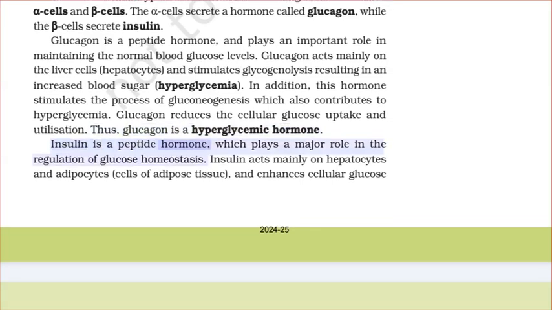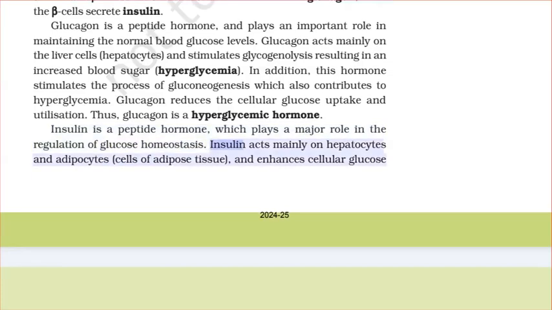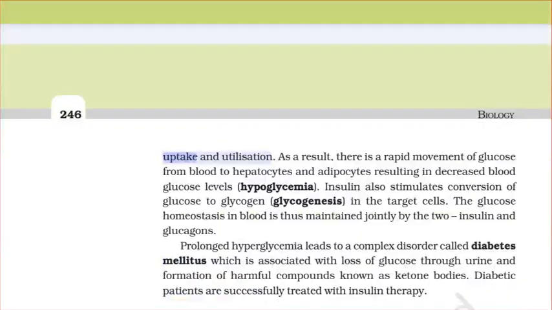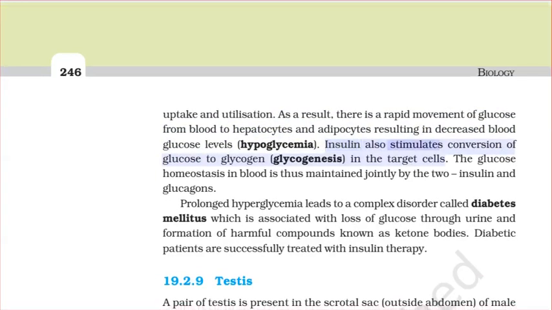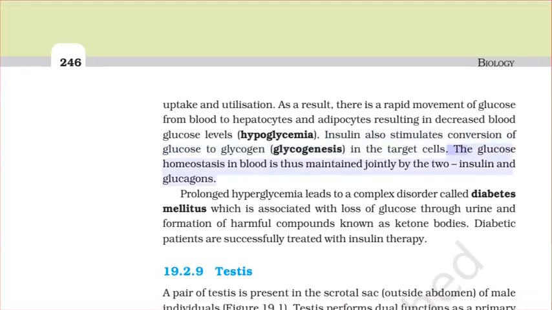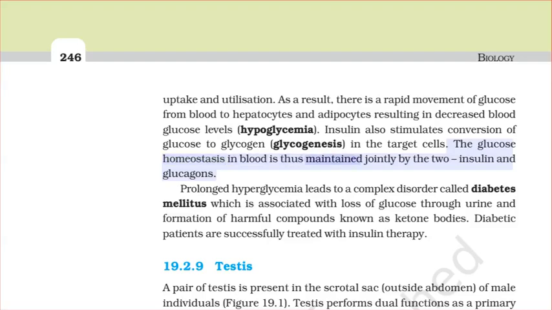Insulin is a peptide hormone, which plays a major role in the regulation of glucose homeostasis. Insulin acts mainly on hepatocytes and adipocytes, cells of adipose tissue, and enhances cellular glucose uptake and utilization. As a result, there is a rapid movement of glucose from blood to hepatocytes and adipocytes, resulting in decreased blood glucose levels, hypoglycemia. Insulin also stimulates conversion of glucose to glycogen, glycogenesis, in the target cells. The glucose homeostasis in blood is thus maintained jointly by the two, insulin and glucagon.